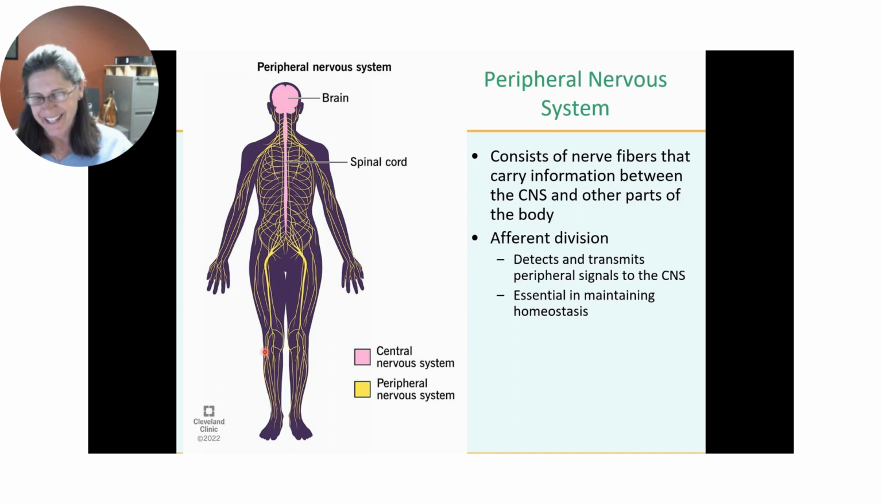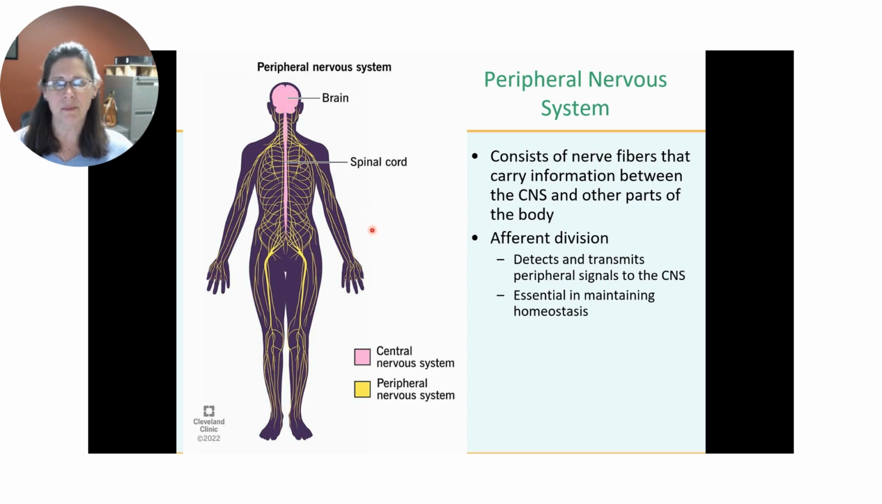All right. So this is part of the peripheral nervous system, right? So again, the peripheral nervous system has nerve fibers that are going to carry information between the CNS and other parts of the body. So basically, other parts of the body can sense the internal or the external environment, and then through these peripheral nerves, bring that information to the spinal cord and or the brain, in the CNS. This is very important for maintaining homeostasis as well.